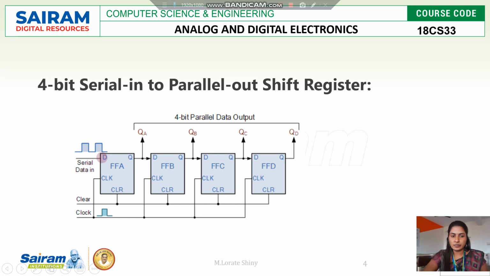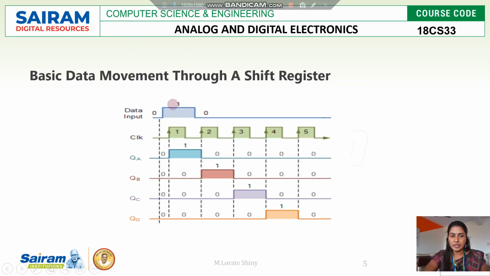You can see, to the first flip-flop we are sending the input data, and that will be passed to QA. This we can consider as QA, this QB, QC, QD. Then QA to QB at the second cycle, QB to QC at the third cycle, QC to QD at the fourth cycle. This is how the shifting is happening here. Data input is 1. So at the first rising edge QA became 1, at the second rising edge QB became 1, at the third rising edge QC, and at the fourth rising edge QD became 1.